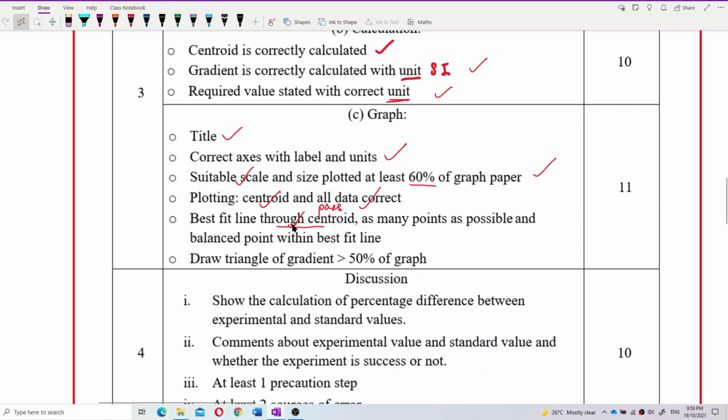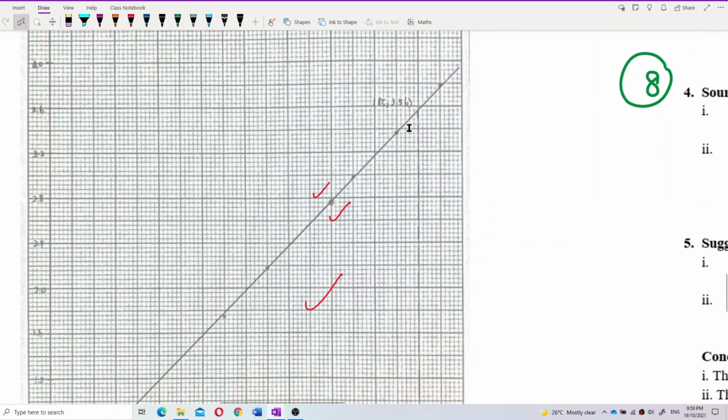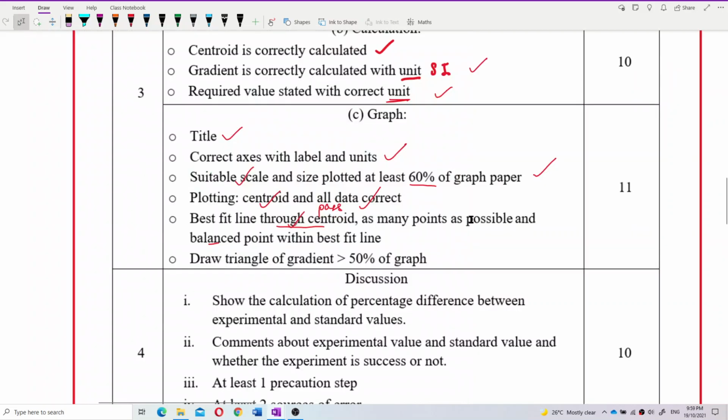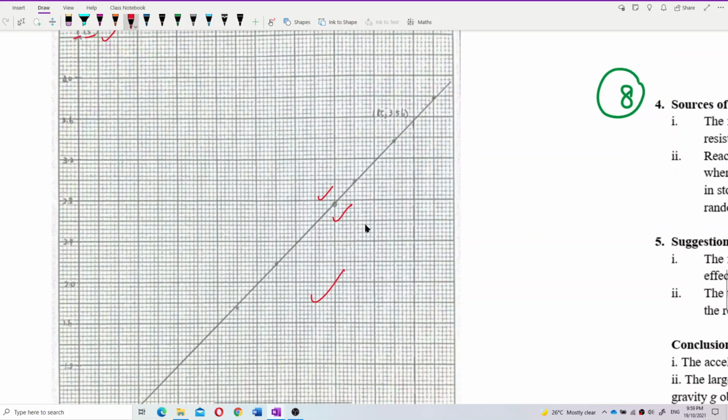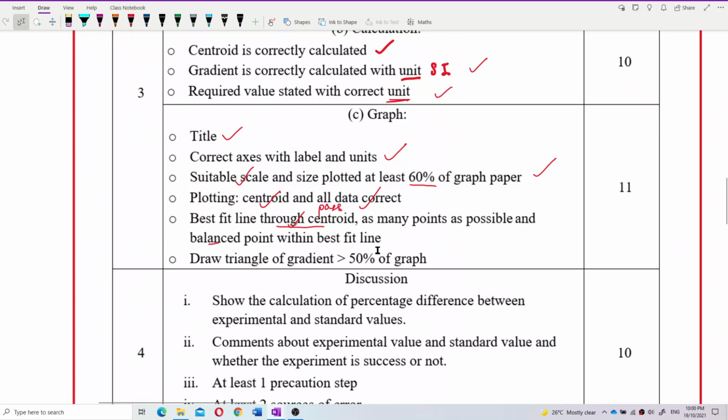And then is it a best fit line? Balance. Is it balanced left and right? Yeah, balanced, passing through the middle. Pass through as many points as possible. Balanced left and right. Good. So it's balanced also. Good. Best fit line.